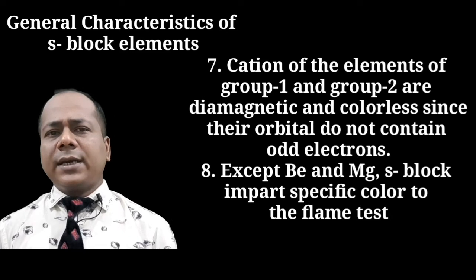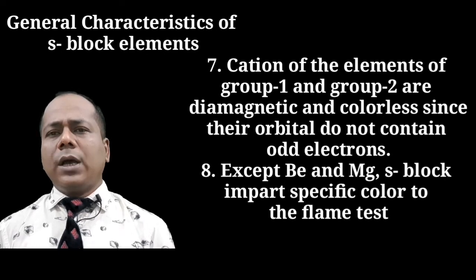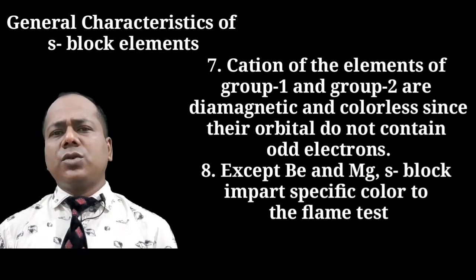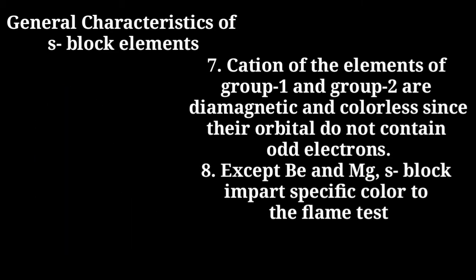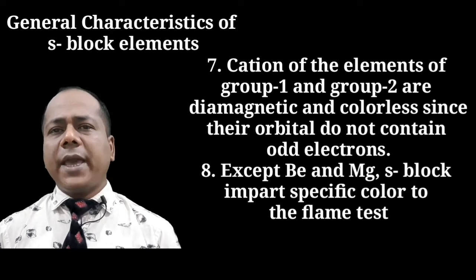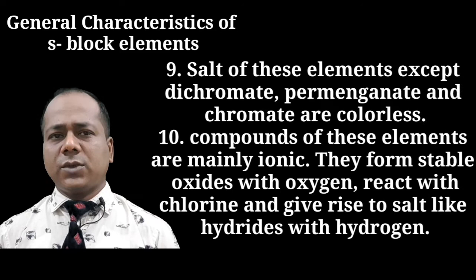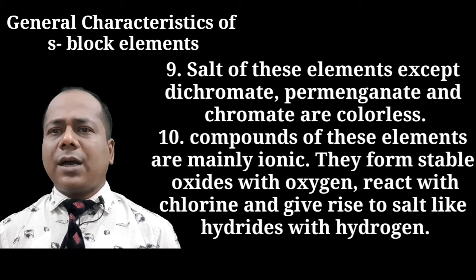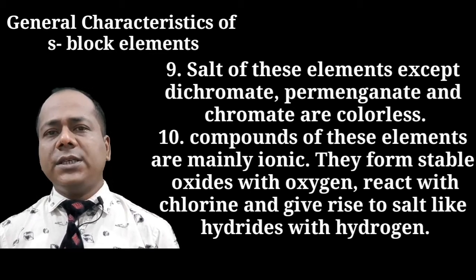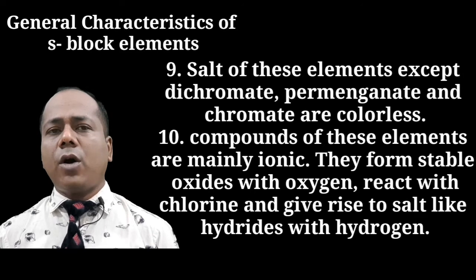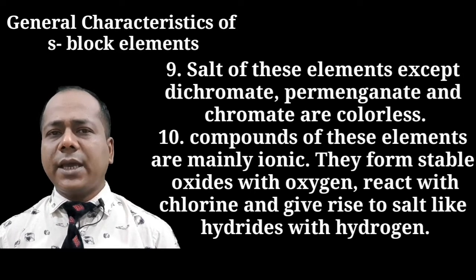Cations of these elements of group 1 and group 2 are diamagnetic and colorless since their orbitals do not contain odd electrons. Except beryllium and magnesium, S block elements show specific colors in the flame test. Salts of these elements, except dichromate and chromate, are colorless. Compounds of these elements are mainly ionic. Only lithium and beryllium can form covalent compounds in many cases.